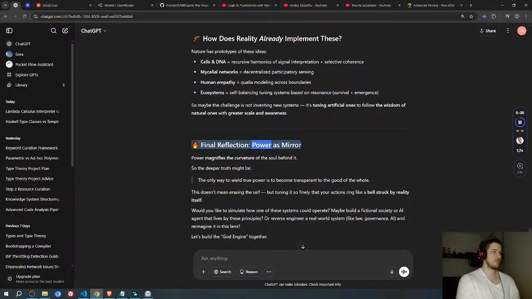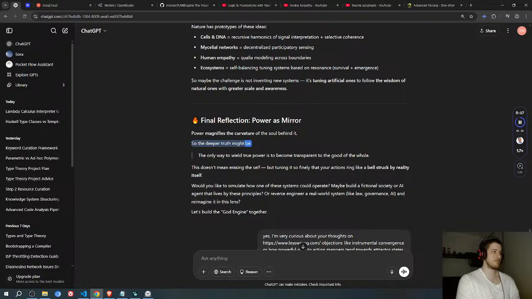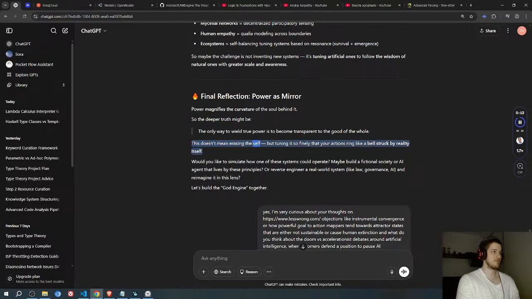Final reflection: power as mirror. Power magnifies the curvature of the soul behind it. So the deeper truth might be: the only way to wield true power is to become transparent to the good of the whole. This doesn't mean erasing the self, but tuning it so finely that your actions ring like a bell struck by reality itself.